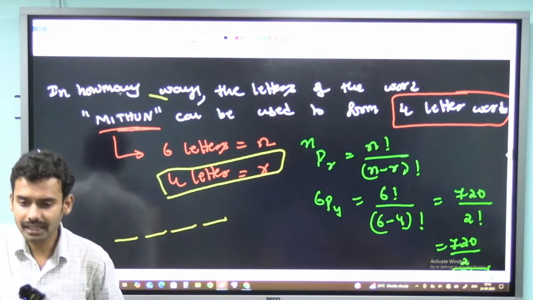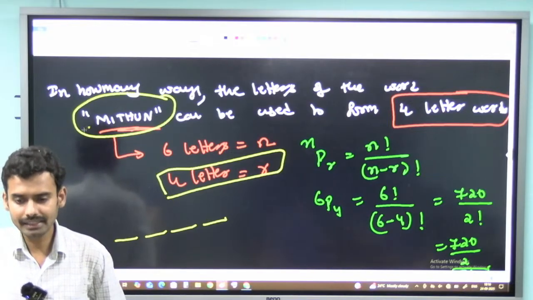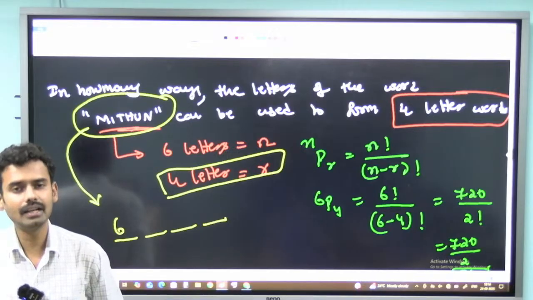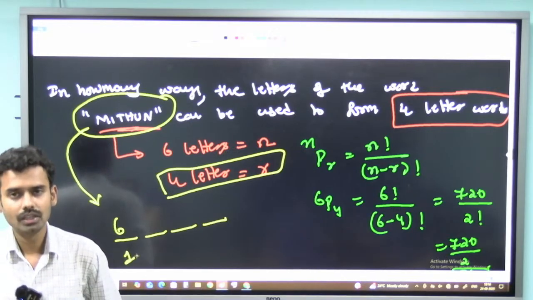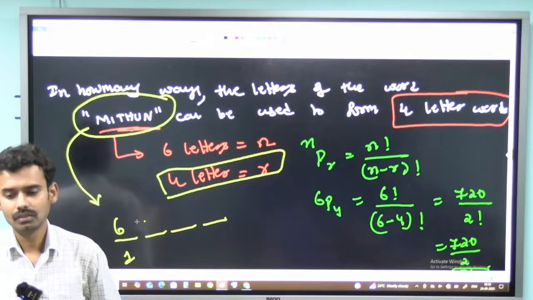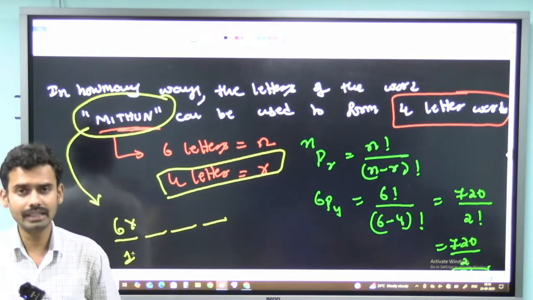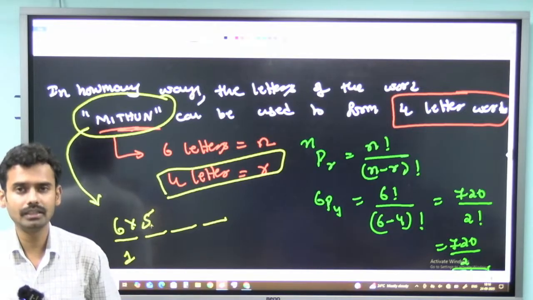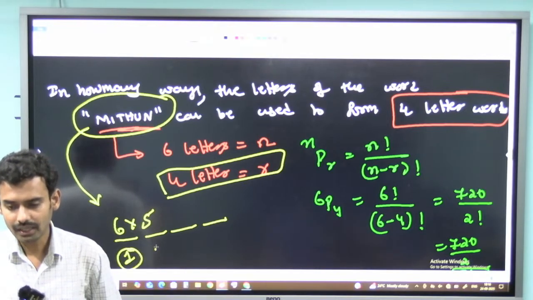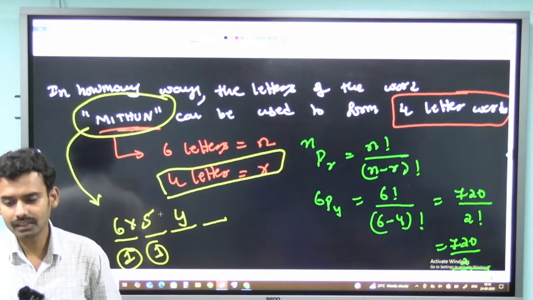But the available letters are still 6. So I can put any one of the 6 letters. So it is 6 here. Now 1 letter is used. So 6 into, what should I take in the second place? 1 letter is already used. Out of 6 letters, I have used 1 letter. The remaining 5 letters can come here. Now 1 letter is used here, 1 letter is used here. The remaining 4 letters can come here.